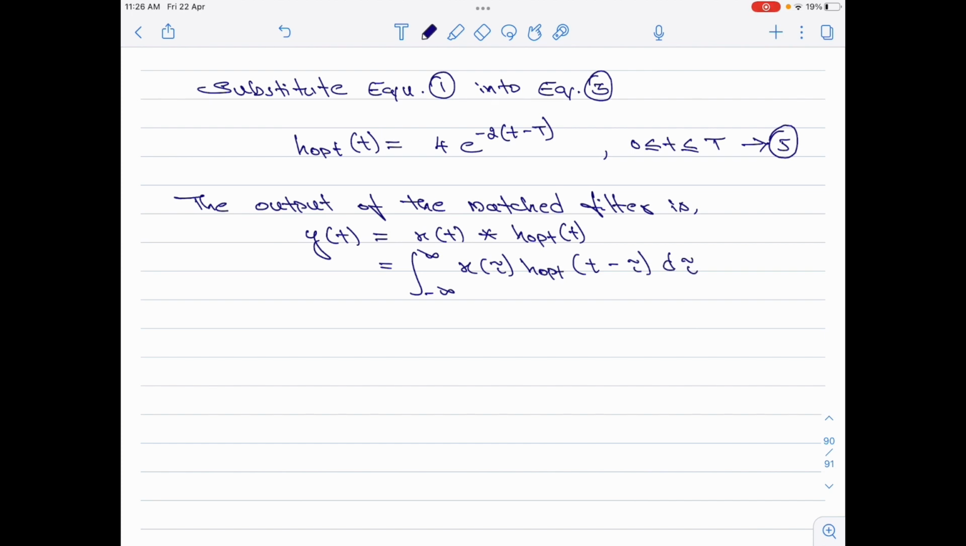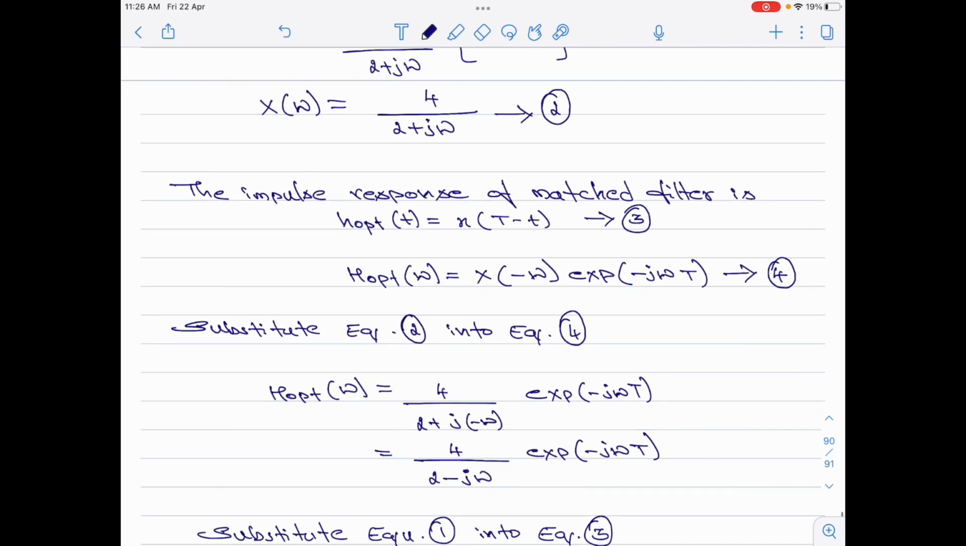Now, looking into equation 5, you will note that h optimum of t is defined over the interval 0 to capital T. Therefore, the integral limits will now change to 0 to capital T. We have x of tau as it is. However, h optimum of tau is now written as h optimum of capital T minus tau. Then we have the d tau as it is, and let us call this equation 6.